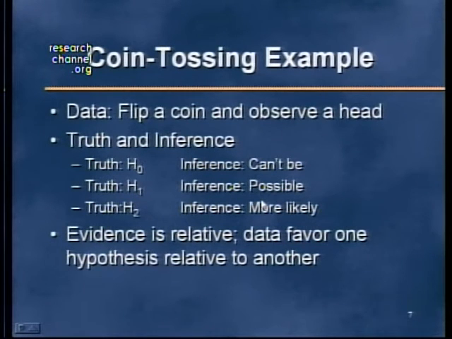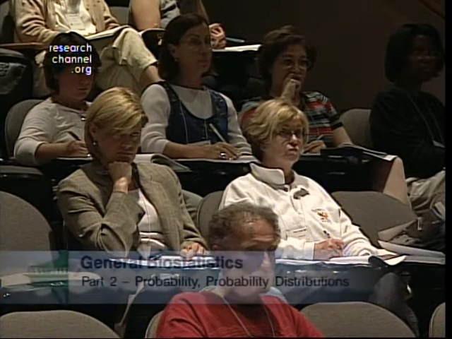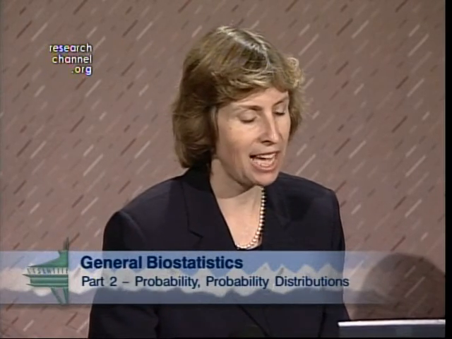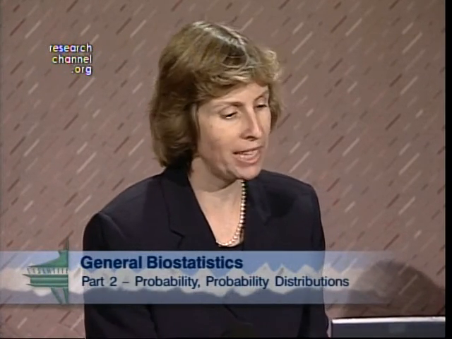No, because it's still possible that we had a coin with a head and a tail and we observed a head. But could we rule out the first hypothesis? Yes. So based on observing a head, it's not possible that the truth is that the coin has two tails.